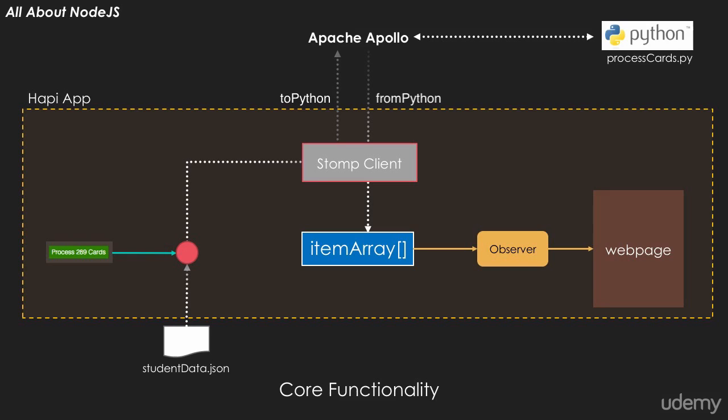As this happens, we will use ES7's array.observe method to asynchronously watch this array for changes. So the moment an object is pushed into this array, we will emit it as an event using socket.io to our web page where it will be displayed in real time.